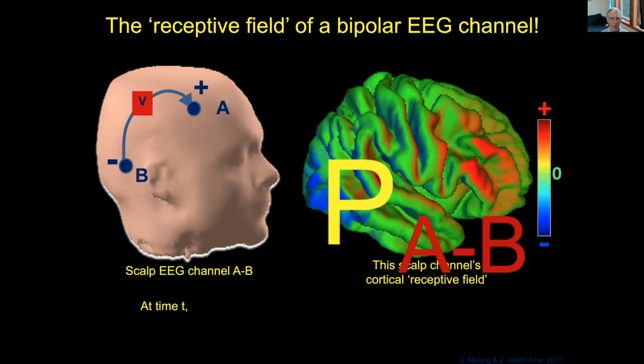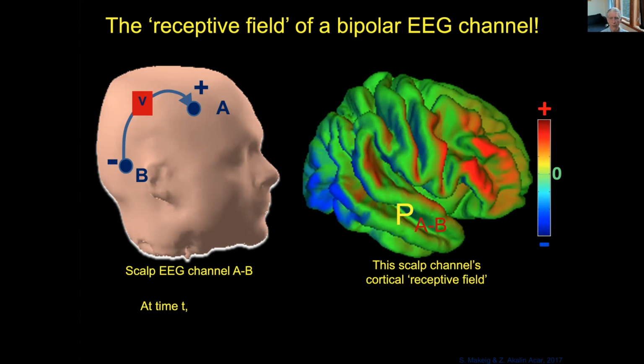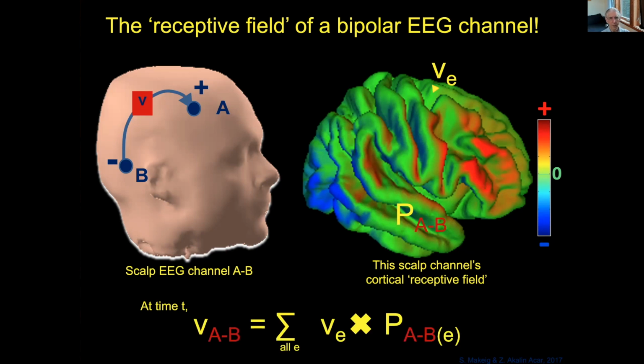So the equation is, at time t, given this projection map for channel AB, and given a map of voltages at every voxel, every cortical surface element at time t, then the one voltage value that channel AB records is the sum over all the volume voxel elements in the cortex of whatever the local field potential is at that voxel times the value of that voxel in this projection field map. And that gives you the single value at time t.